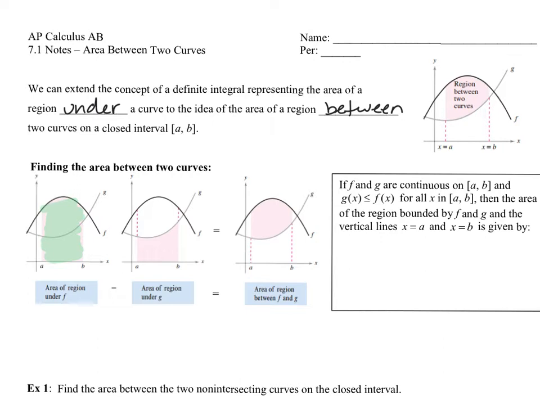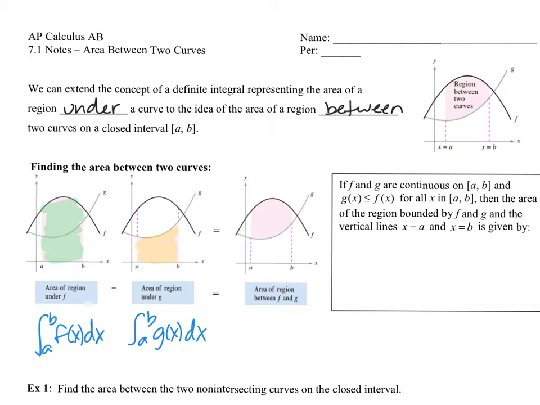Now, how would we express that analytically? We would express it as an integral: the integral from a to b of f of x dx. Now let's take a look at the region under the curve just under g. That would be this region, again going from a to b. How would we express that analytically? We would say the integral from a to b of g of x dx.